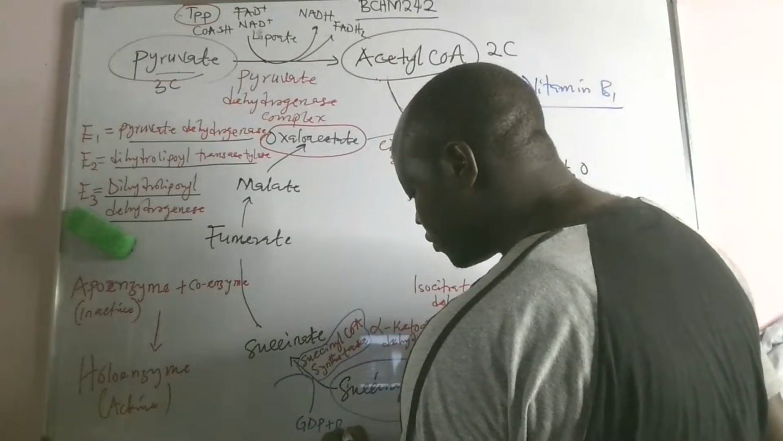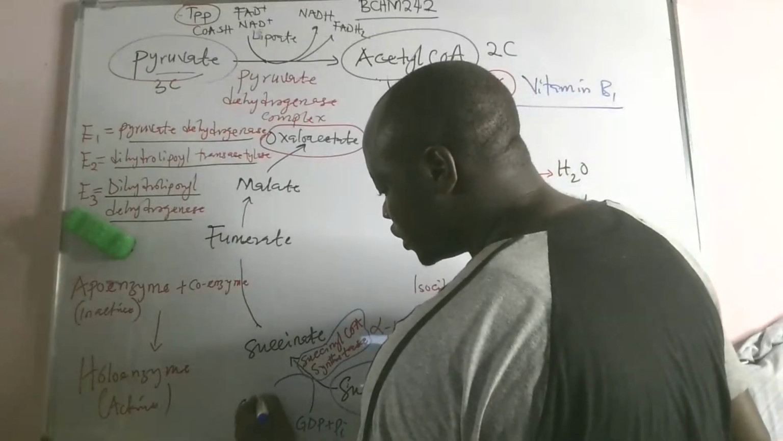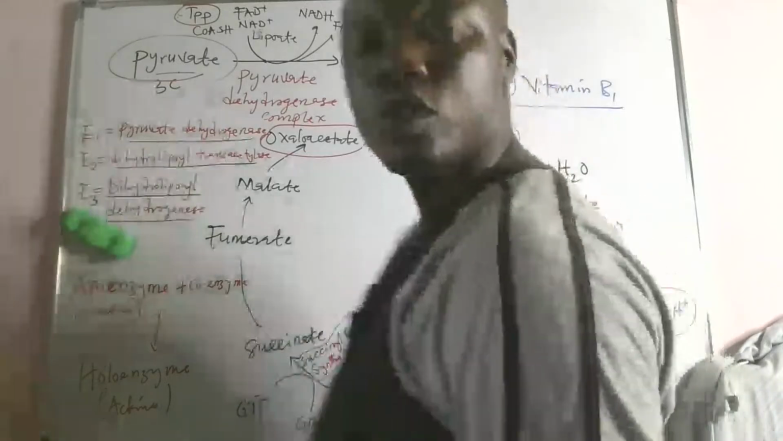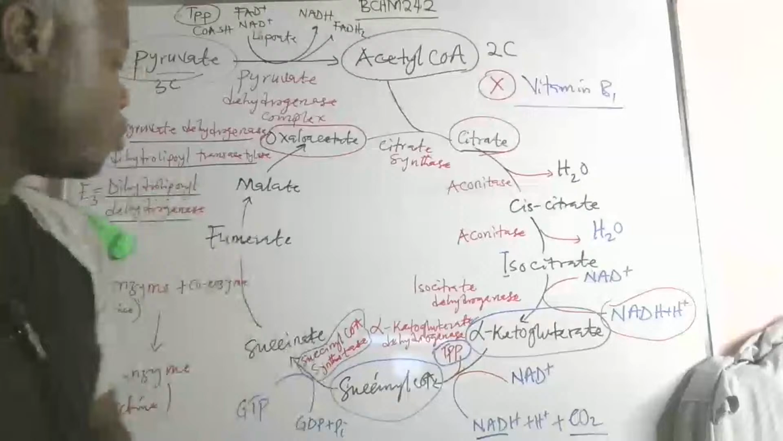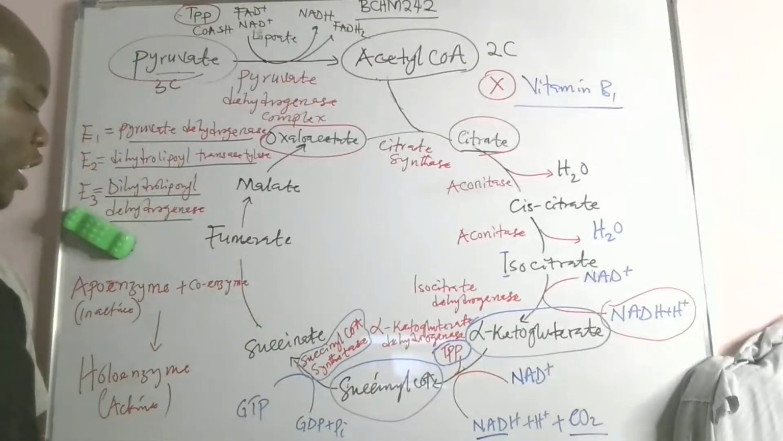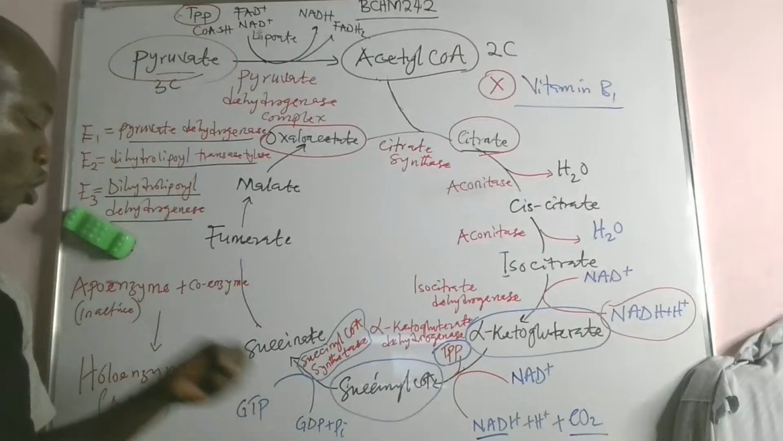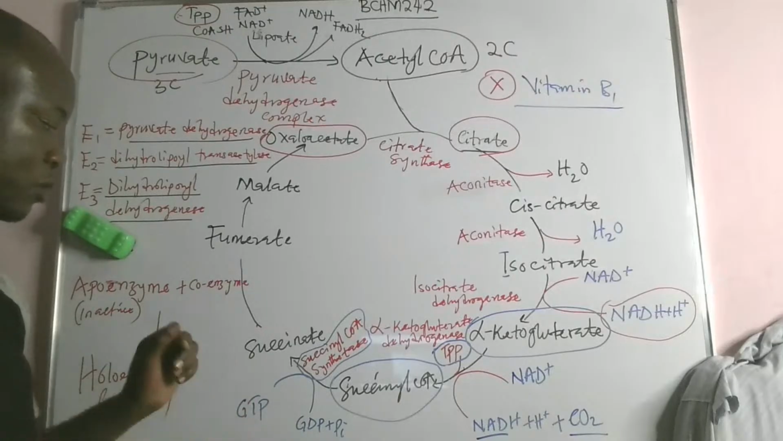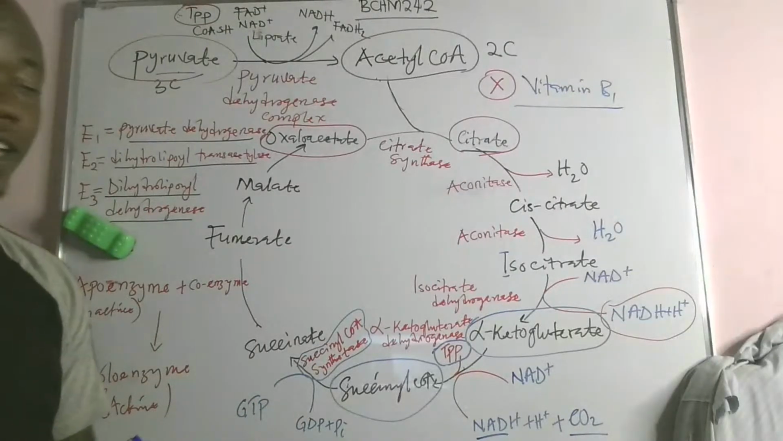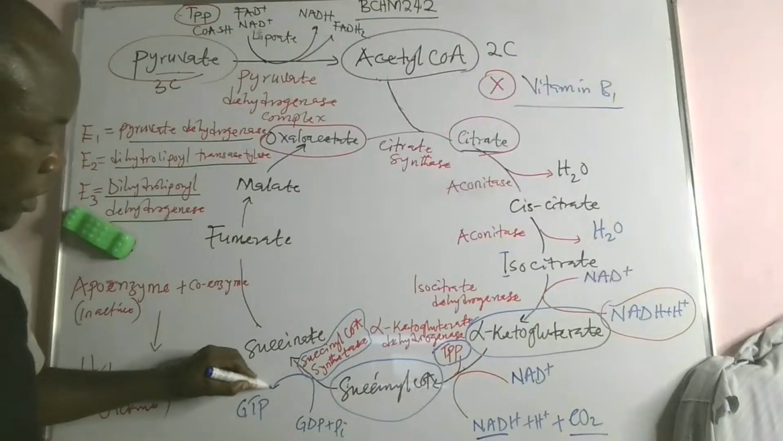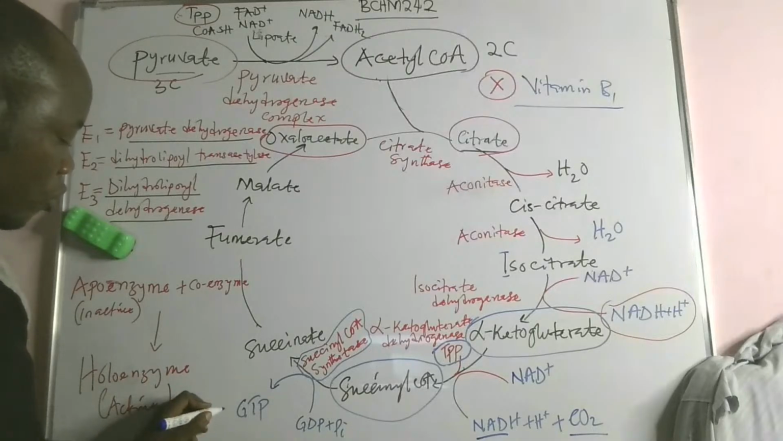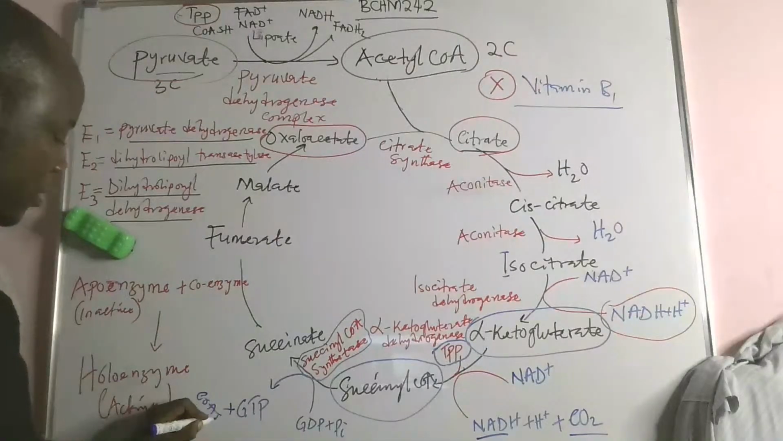And this enzyme, succinyl-CoA synthetase, is also very important in the conversion of GDP plus inorganic phosphate to produce GTP. So this is also another very important step in the citric acid cycle. GDP plus inorganic phosphate combine to produce GTP. And also, at the same time, at this point, the coenzyme is removed, CoASH.